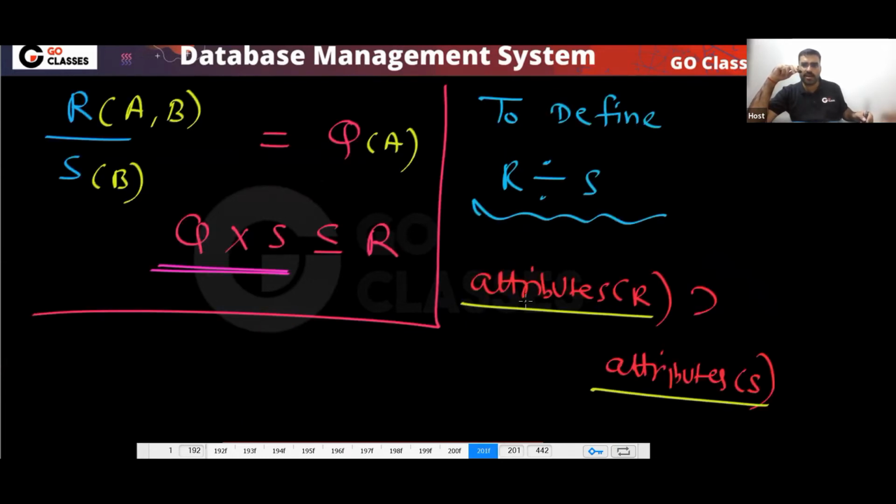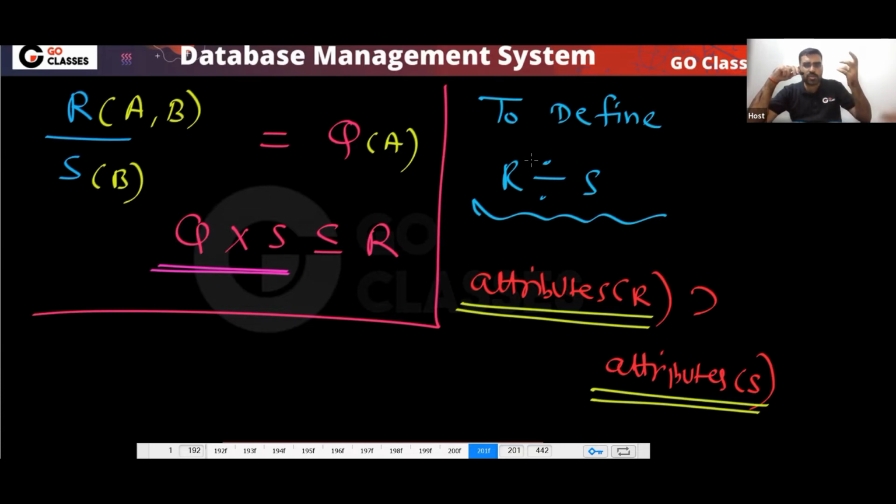To define R divided by S, the attributes of R must be a proper superset of attributes of S, or I can say attributes of S must be a proper subset of attributes of R. If S is empty, what do you mean? Is it possible that a relation does not have an attribute? Can you create such a relation? This is not possible. Every relation must have at least one attribute.